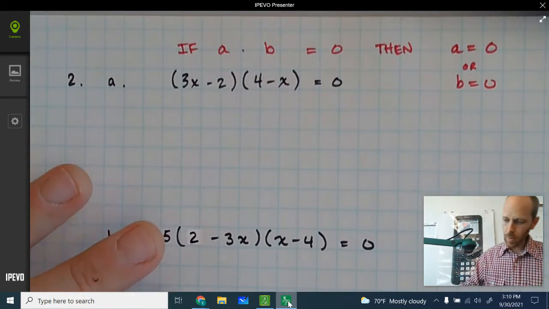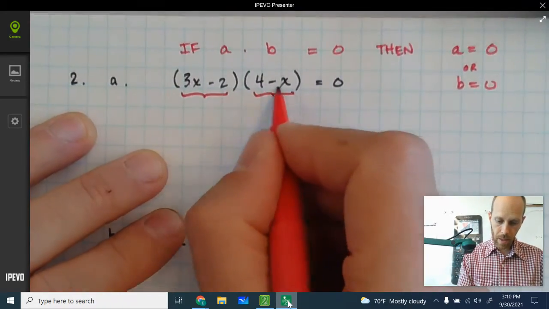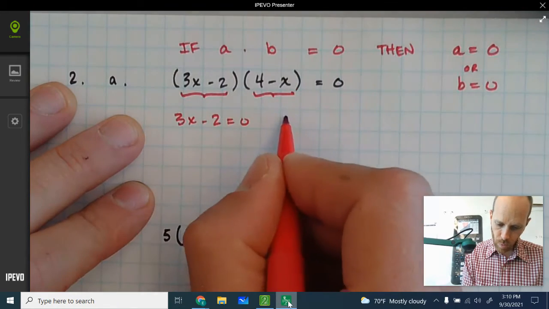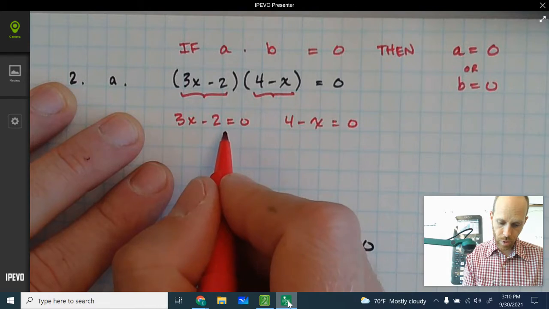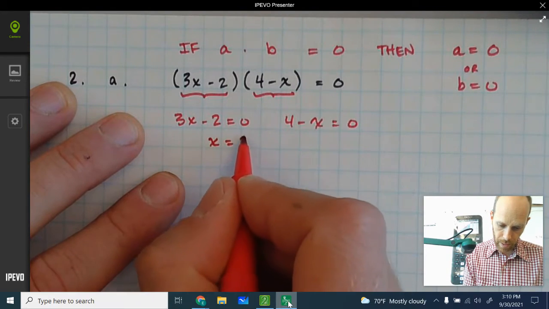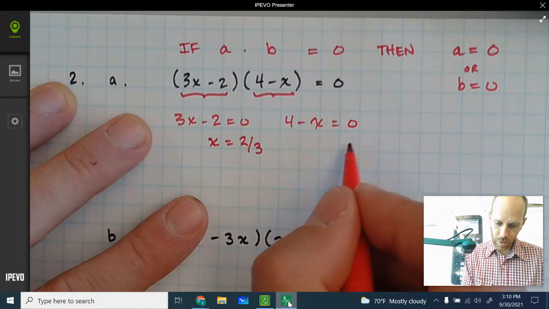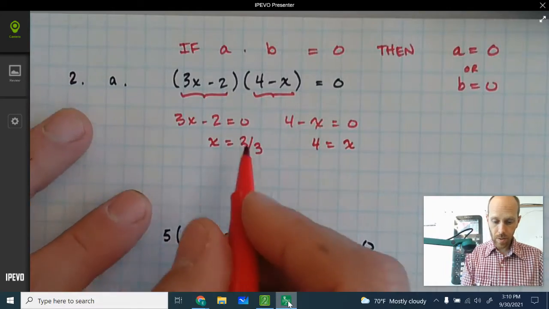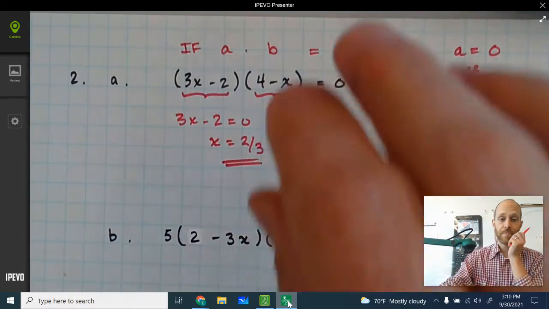So we can solve these equations by taking, this is like your A, this is like your B, multiplied together, and setting each one of them equal to 0. This one, add 2, divide by 3. We would get x equals 2/3. This one, I would add the x over to the other side. We would end up with 4 is equal to x. So there are our two solutions.